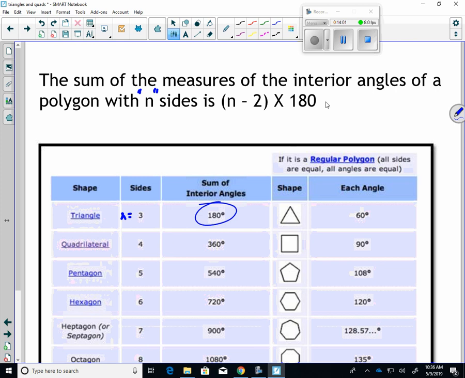If it's a quadrilateral, a four-sided figure, Josh, the n is 4. 4 minus 2 is 2. Are you with me writing, or are you on your phone? I'm with you. And if n is 4, 4 minus 2 is 2. 2 times 180 is 360. The sum of all the angles in a square or rectangle is 360, a quadrilateral.